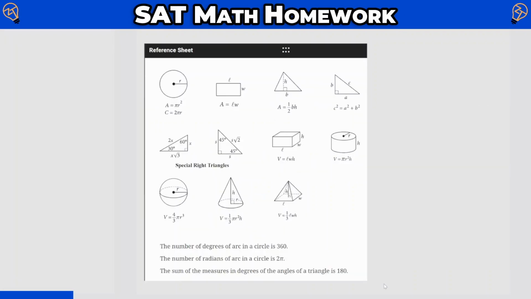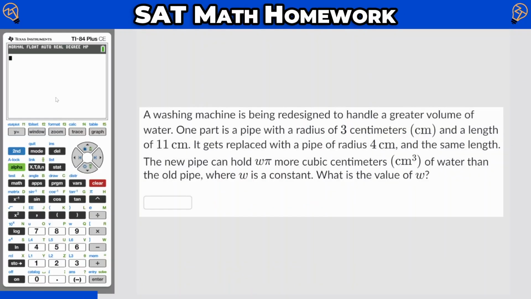One way is to pull up the reference sheet that's provided by the digital SAT, and you could see that the volume formula is pi r squared h. The other way is to go into our programs. We're going to press up to wrap around to the lower part of the alphabet. We'll go into shapes and we'll choose that second option, which is volume. And we see that the volume of a cylinder has a formula of pi r squared h.